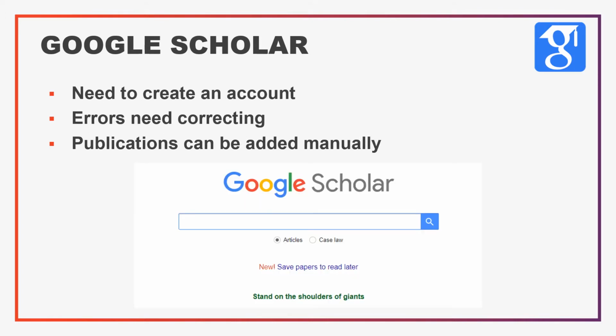If you want to make use of a Google Scholar profile, you have to create that profile. At Essex, we recommend all researchers have a Google Scholar profile. Once you have this profile, Google Scholar will attempt to add your publications, but you can also add publications manually if they are not there. You can also remove publications that have been incorrectly attributed to yourself.